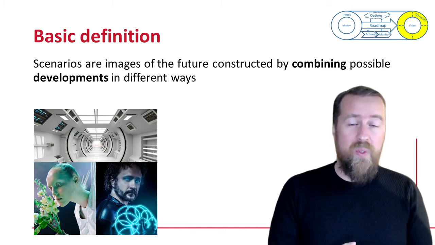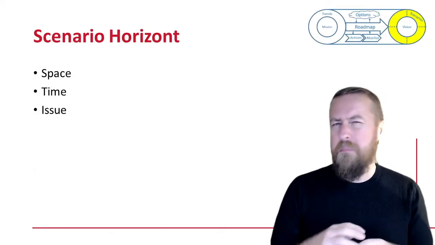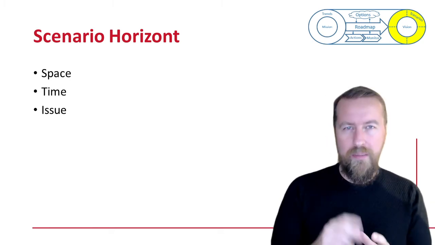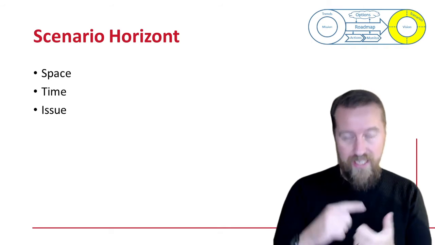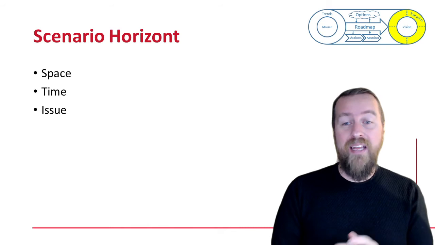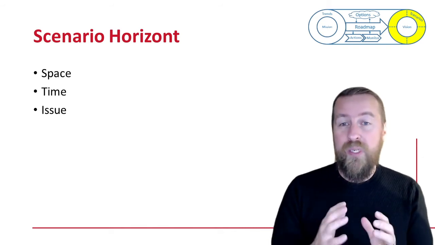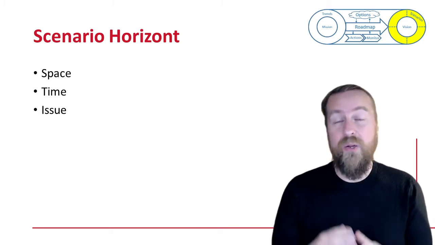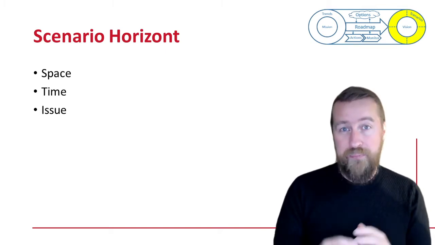The first thing we'll talk about is our scenario horizon, and it might sound a little bit wishy-washy, but let me try to take these three elements out: the space, the time, and the issues. Space is who these scenarios affect. So we need to define who we are interested in and willing to include in this scenario.